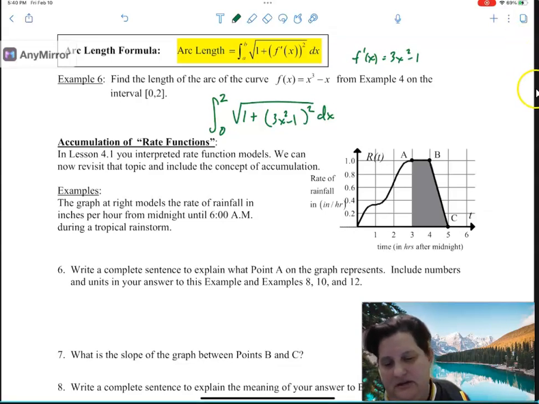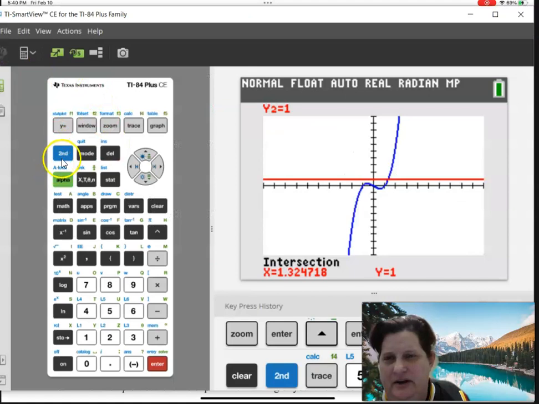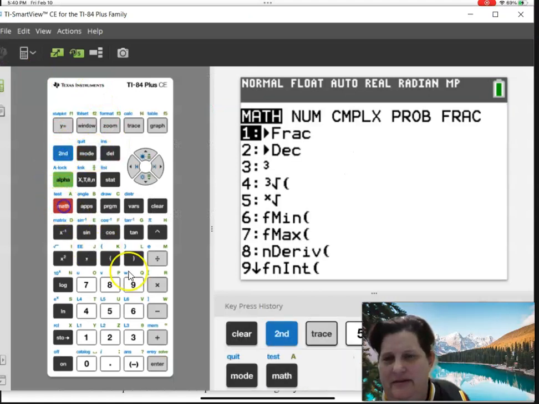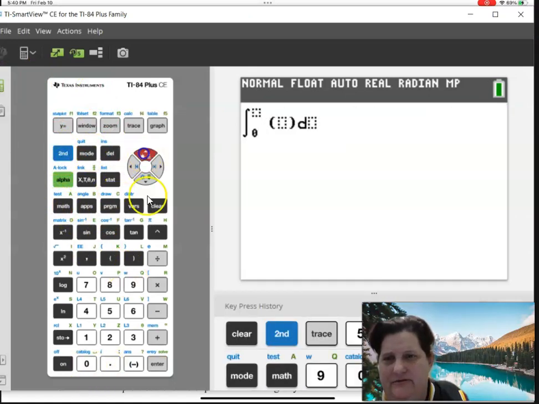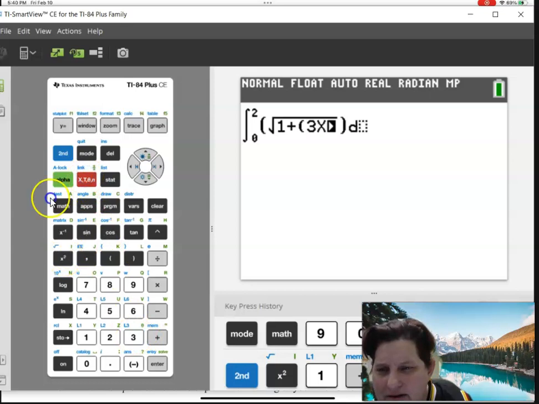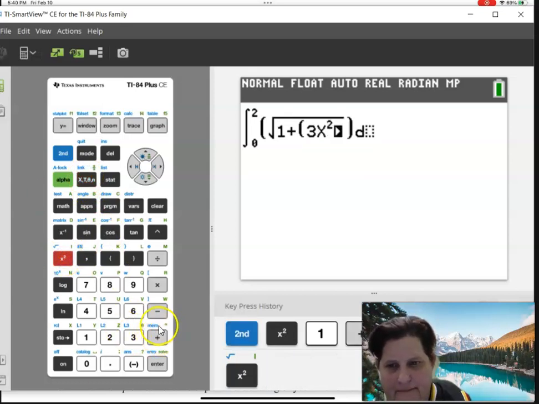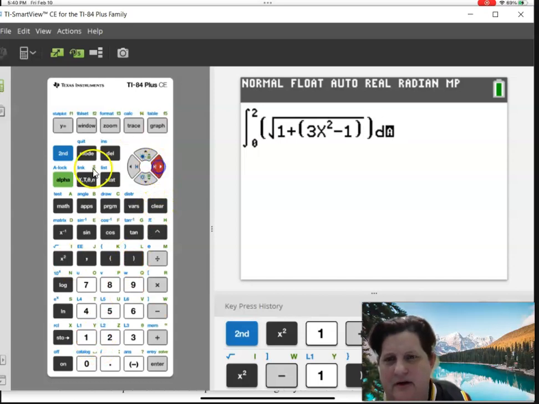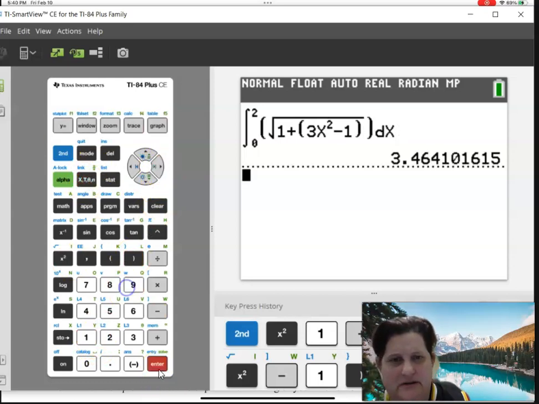And then how am I going to do this? Well, I can just use a calculator for that too. So let me go out to the home screen. Let me go math 9. The integral from 0 to 2 of the square root of 1 plus parenthesis, I'm going to put the derivative in here, 3x squared minus 1, parenthesis, and then go out here, put in my dx, and there we go.